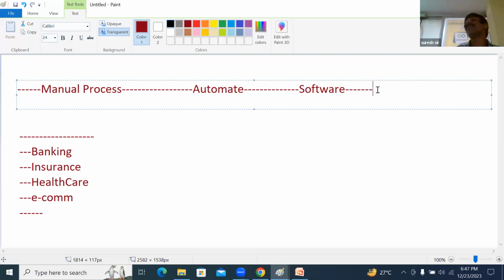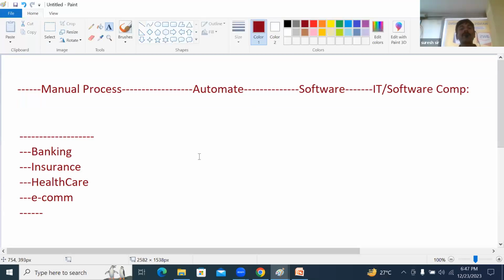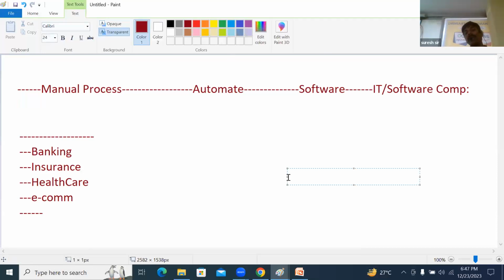software. Where will you purchase? Software showroom. Then where will you purchase? IT companies. If you want to purchase the software, you need to visit those IT companies, or which will be considered the software companies. So see the understanding, how exactly IT came into the picture. IT industries started here.